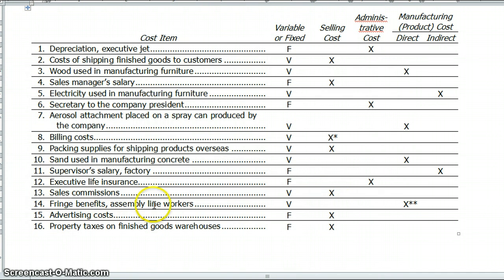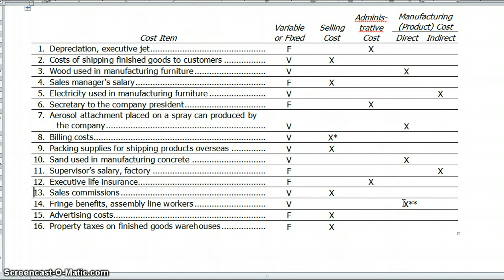Number 14, fringe benefits for assembly line workers. This could go a couple different ways. We might think of that as being fixed from the standpoint of certain costs, like, say, a company vehicle that is used. Maybe assembly line workers don't get company vehicles. Maybe we're looking at disability insurance, life insurance, hospitalization, those being fringe benefits, vacation time.